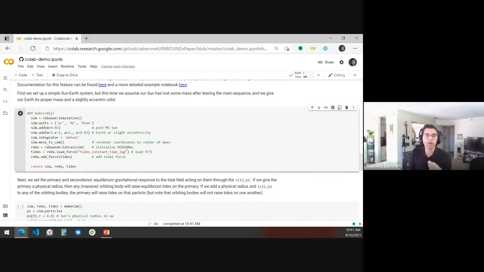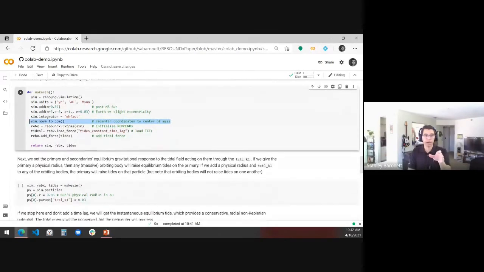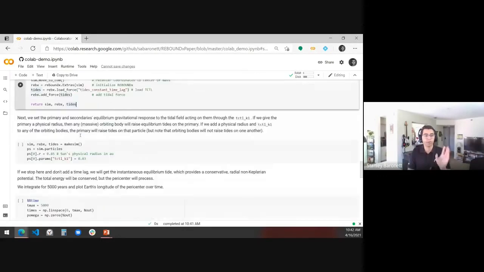Again, called the integrator. Because the Earth has some mass this time, and we have a 2-body system, we actually want to move the coordinate system. We're going to center it on the center of mass. And so next, we immediately load REBOUNDx because we want to use this force. And this is where you have to explicitly load the force, tides constant time lag, and then we attach the force to the simulation here. And then that's it. That's how we defined our simulation setup, and we've already run that cell.